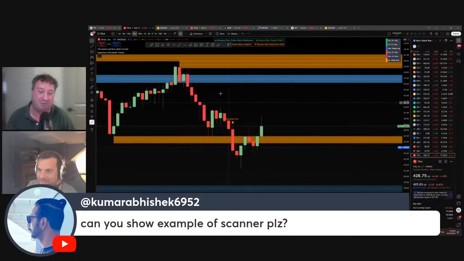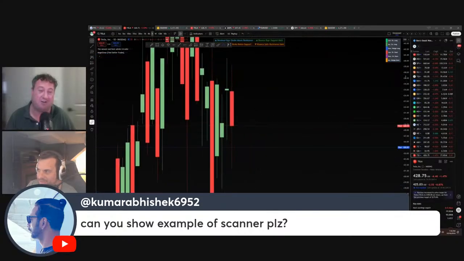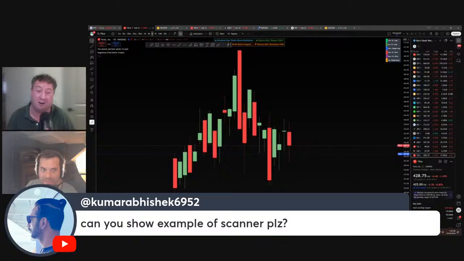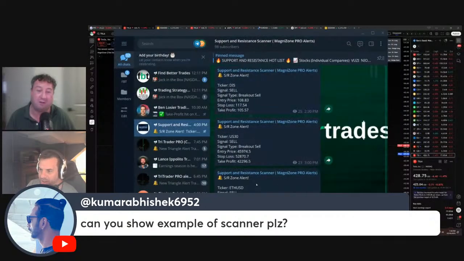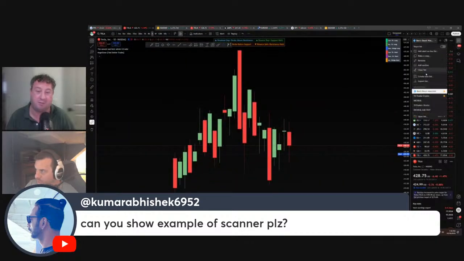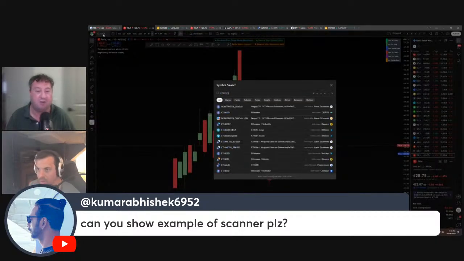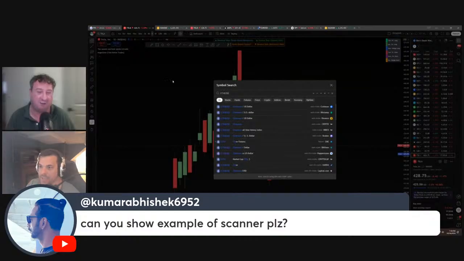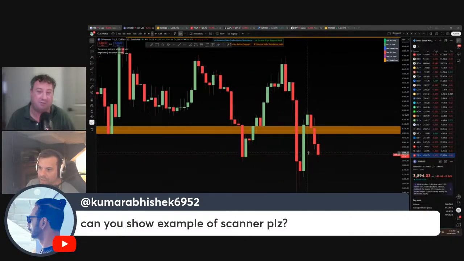Couple points coming up. Kumar just asked, can you show examples of the scanner? I think you just did. Yeah, this is the scanner right here. Our most recent one was an Ethereum. We can go over here and look. Is it scanning all different assets? Yeah, I have a lot of different ones.